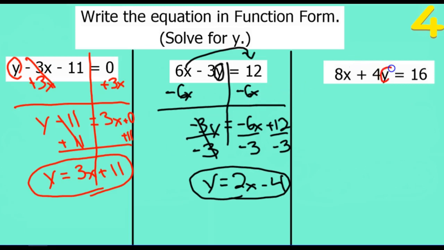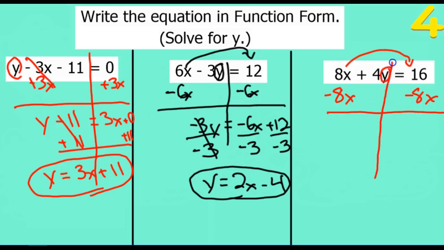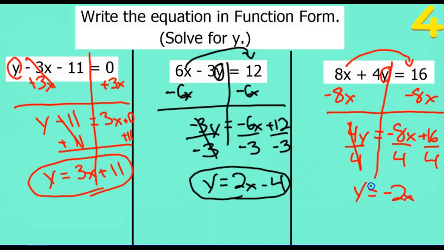Last problem, we're still trying to get y by itself. So I'm going to move the 8x over to the other side. I'm going to subtract 8x from both sides. So we get 4y equals a negative 8x plus 16. Divide by 4. Y equals negative 8 divided by 4 gives us a negative 2x. And 16 divided by 4 gives us 4. So y equals negative 2x plus 4.